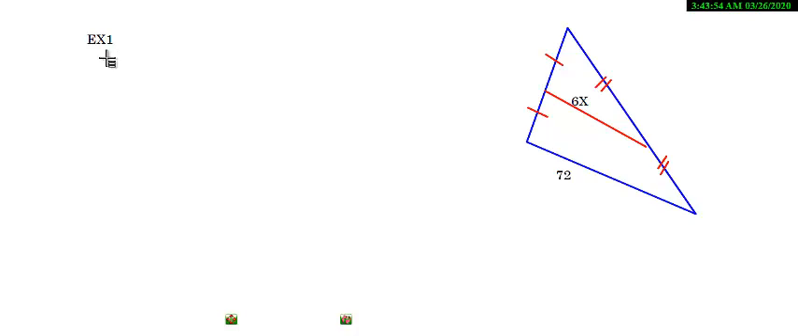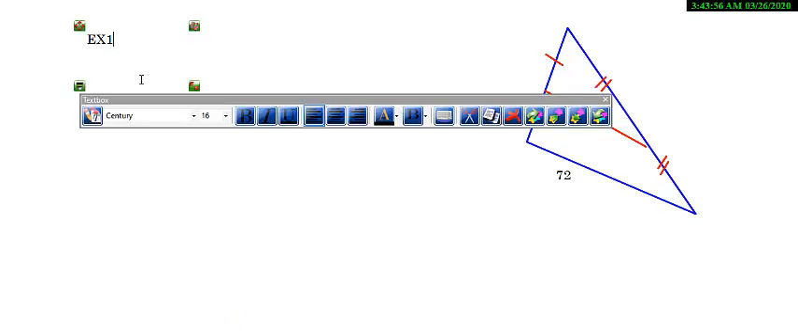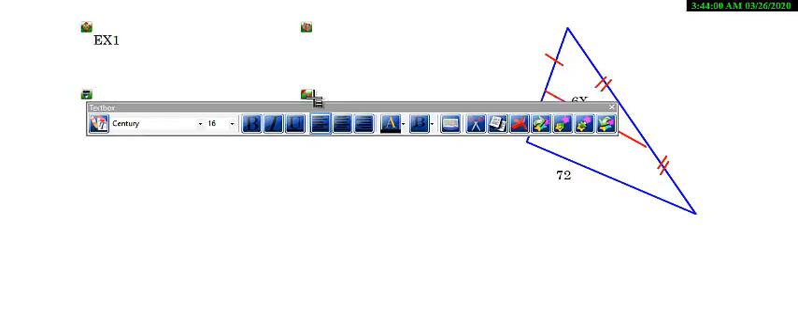The question asks you to find the value of x. So here we are going to solve for x. Example number 1, solve for x.